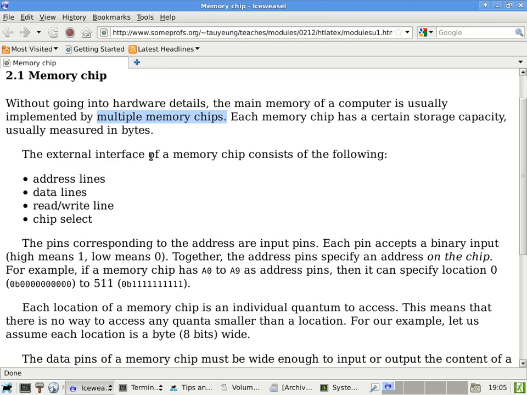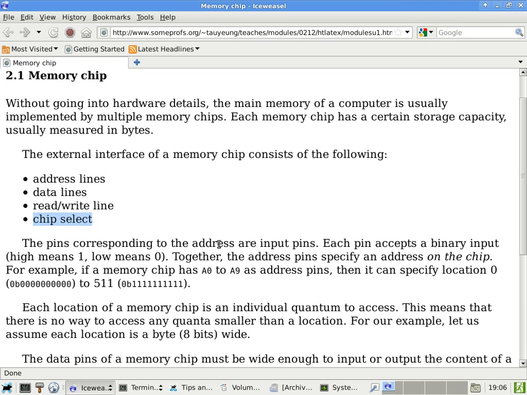The external interface of a memory chip consists of the following. In other words, if you look at the interface from the outside, a memory chip has these interfaces. It has a bunch of address lines, it has a bunch of data lines, it has one single read-write line, and it has one single chip select line. Okay? So, how do we use all these lines?